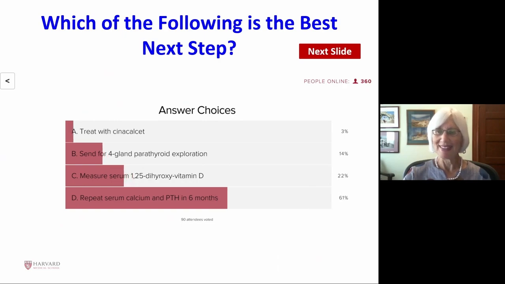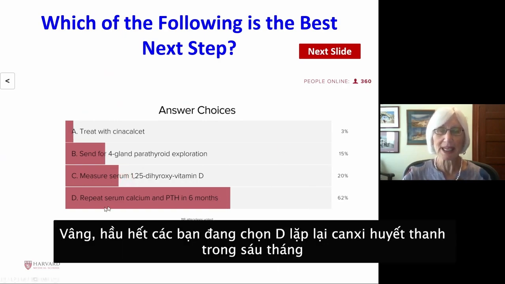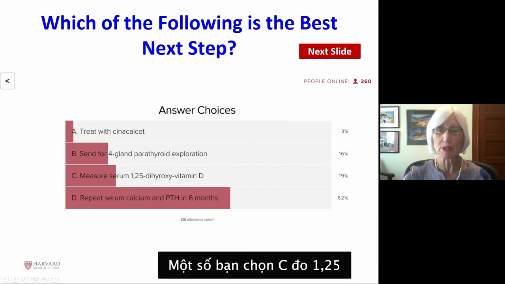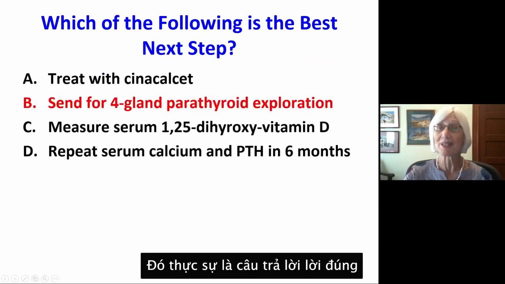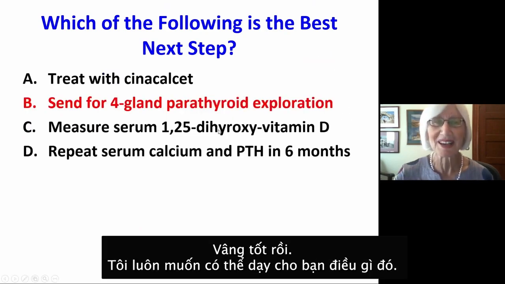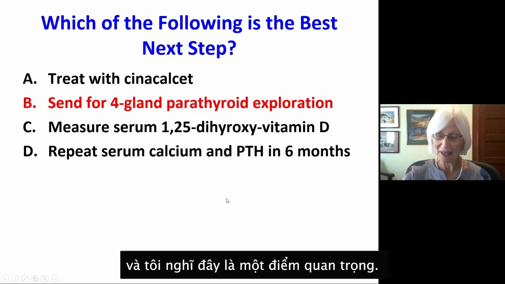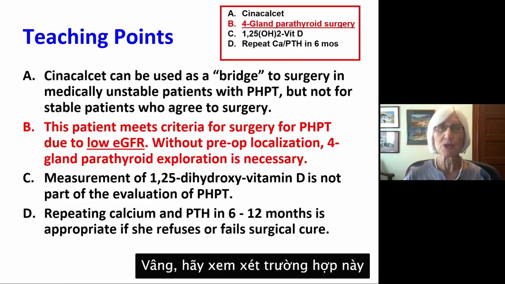Okay. So most of you are picking D, repeat the serum calcium in 6 months. Some of you are picking C, measure the 1,25. And a minority of you are picking send for the four-gland exploration, which is actually the correct answer. So this is good. I always like to be able to teach you something. And I think this is an important point. So let's go over this case.